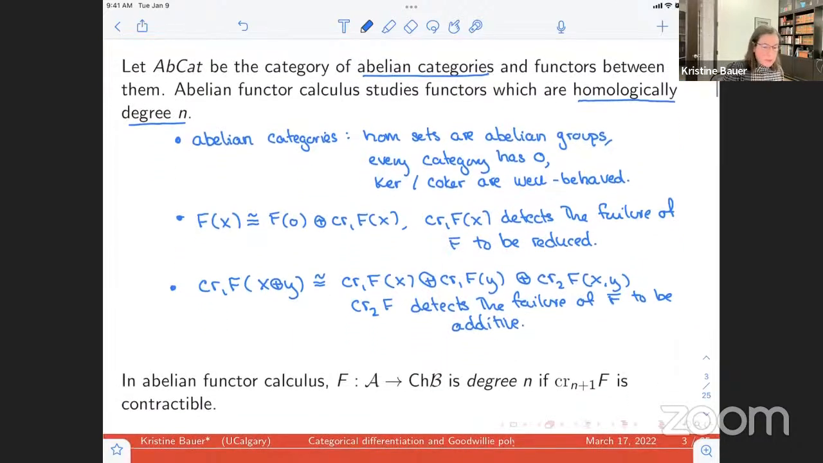And then I'll just note that there are higher cross effects, which are defined recursively. And I'll just say that these were defined by Eilenberg-MacLane. I'm not going to need them in this talk. But these have been defined in several talks before.